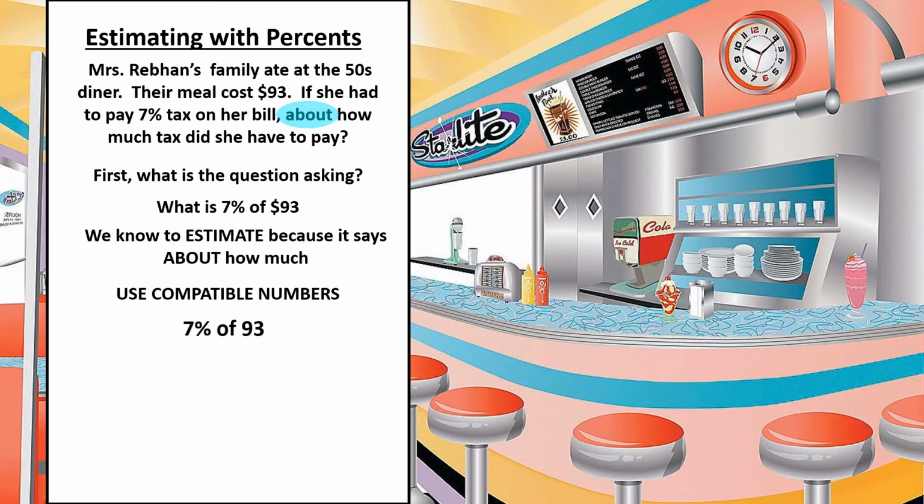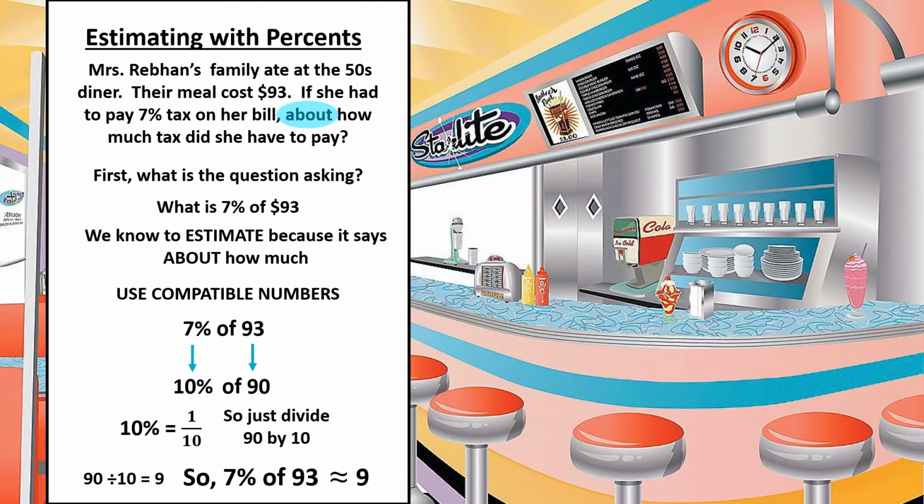7% of 93 can be rounded. 7% would turn into 10%, and 93 could round to 90. Remember, since 10% is equal to 1/10, all we need to do to solve this is divide 90 by 10. 90 divided by 10 equals 9, so 7% of 93 is approximately $9.